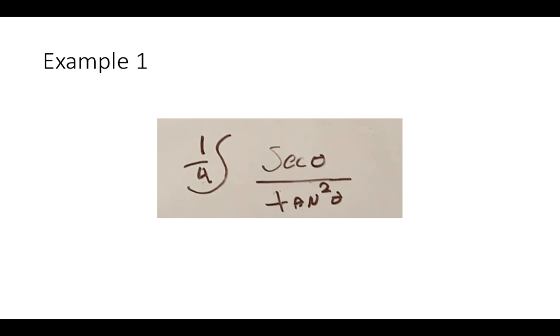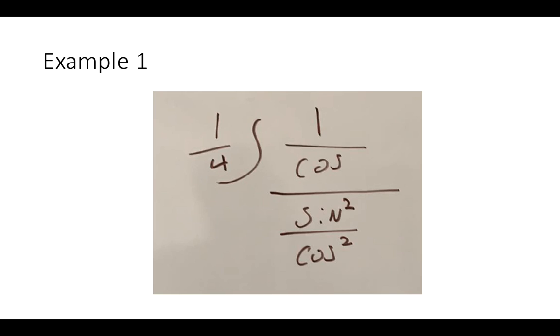As we know from precalculus, secant theta is equal to 1 over cosine theta, and tan squared theta is equal to sine squared over cosine squared theta. So now we have this. Can we simplify this further? Yes, we can. If we divide this, we will cancel one cosine out, and we'll be left with cosine theta over sine squared theta.